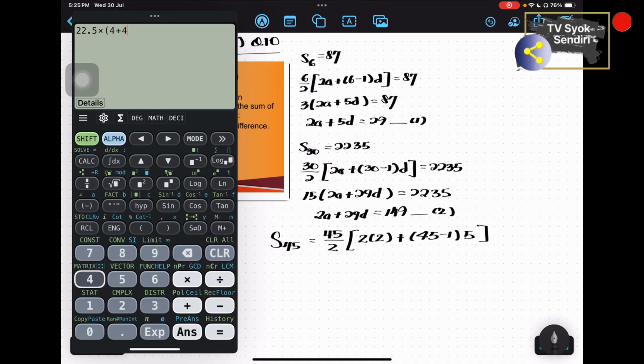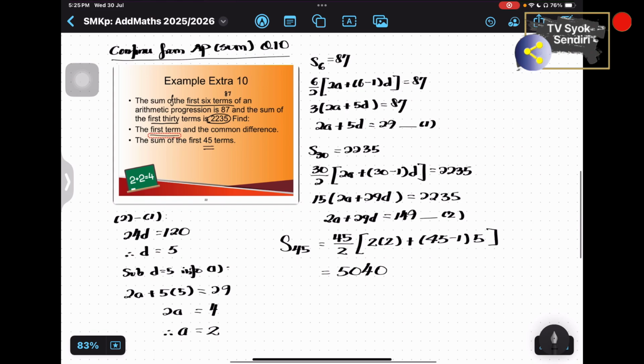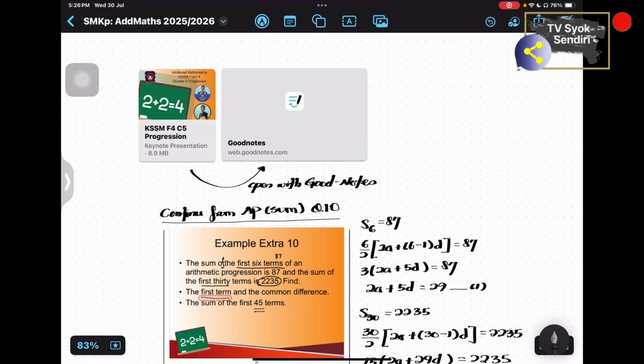Multiply in the bracket 4. 2 times 2 is 4. Plus 45 minus 1, that's 44. Multiply by 5. Close it up. So I have the answer. Whoa, this is a huge number. 5040. Okay, so that's all for question number 10. So this is question number 10.